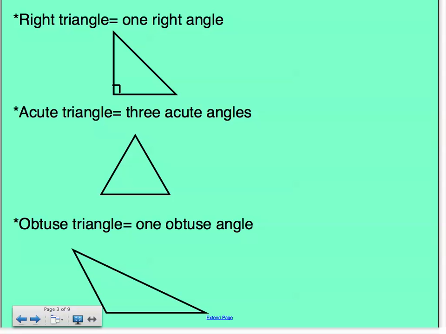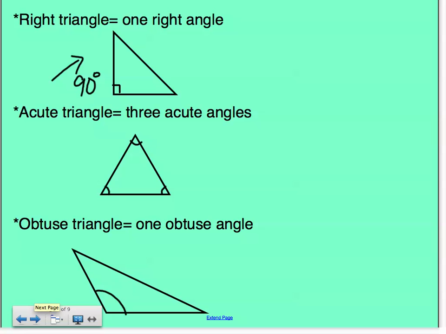You can also classify triangles by their angles. So like this one is a right triangle. It obviously has one right angle that's equal to 90 degrees. An acute triangle has 3 acute angles. That means 3 angles less than 90 degrees. An obtuse triangle has 1 obtuse angle, an angle more than 90 degrees.